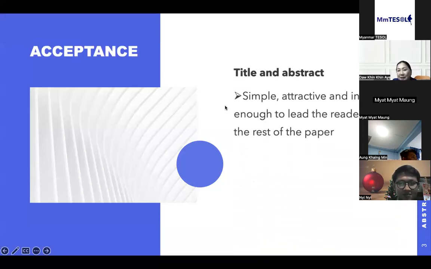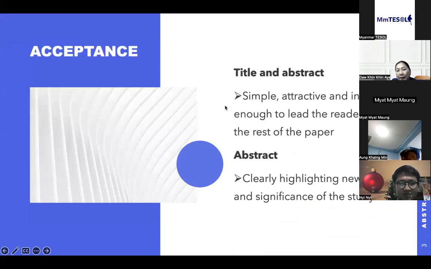Now whenever we look at a research article, and how the research is published, the company would accept the article, or maybe conferences. If you look at title and abstract, the title must be simple, attractive, and interesting enough to lead the reader to keep reading.